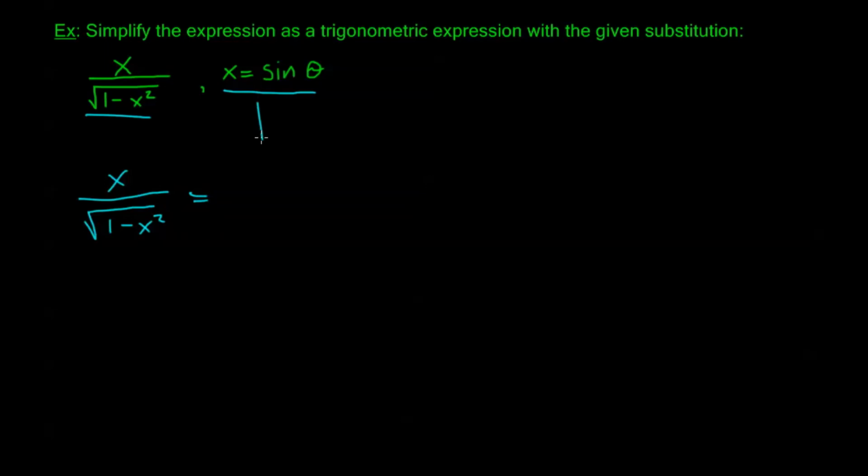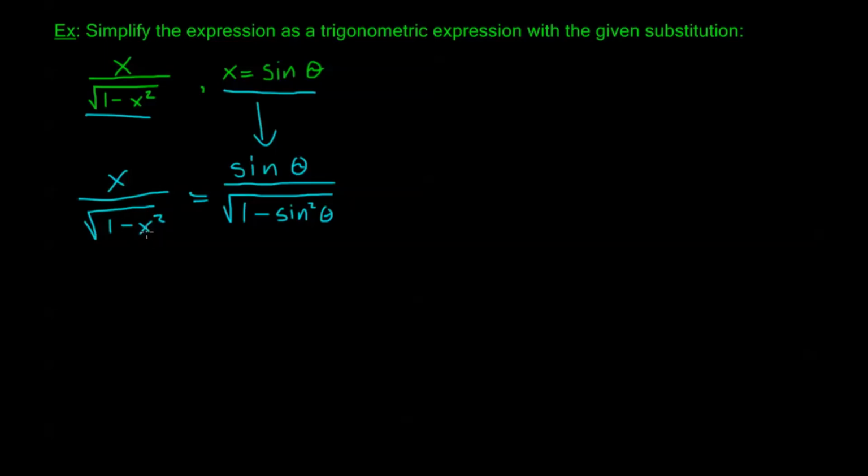Making the substitution that they give me, this x on top becomes sine theta. And on bottom, we get the square root of 1 minus sine squared theta. Now one of the important things for these substitutions, which we won't really get into here but is a little preview hint towards calculus, is that this square root is only going to be a real number if the entire sum or difference underneath it is between 0 and 1.